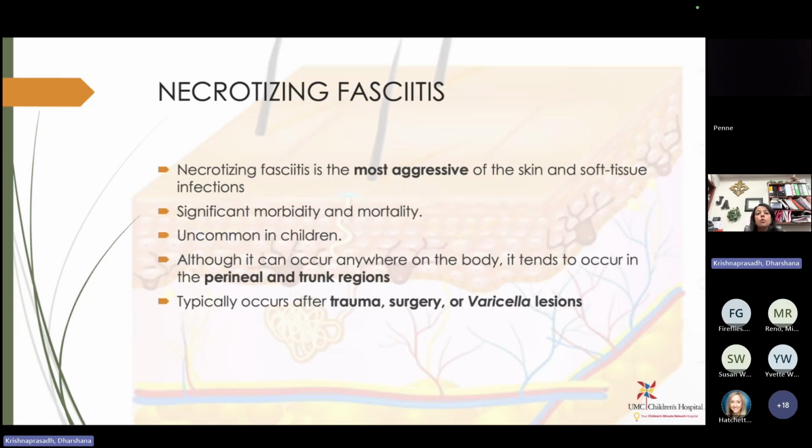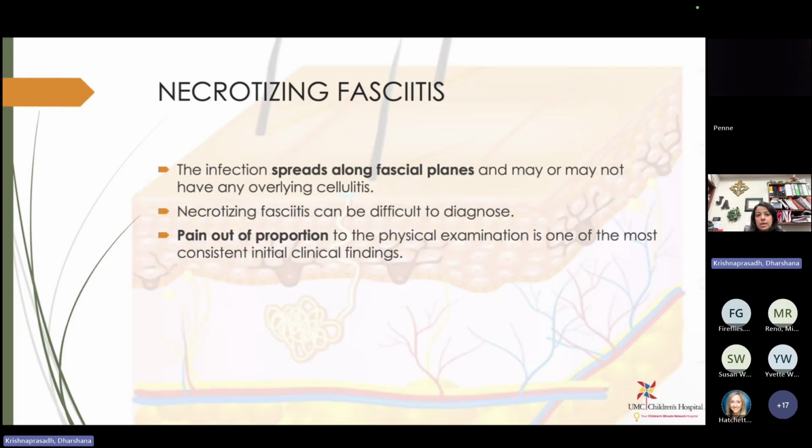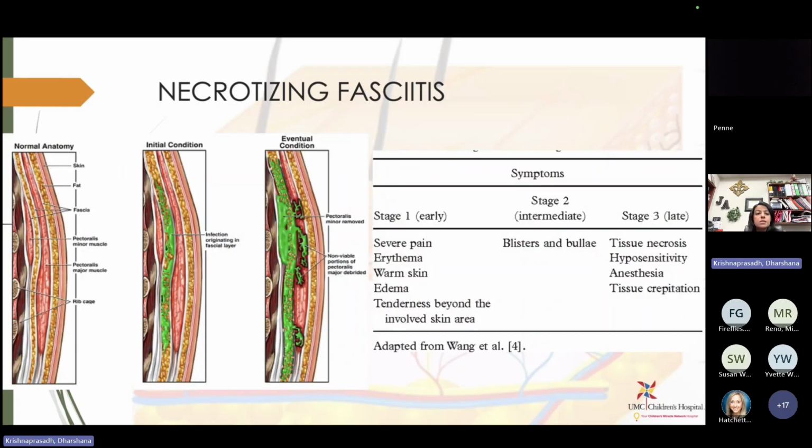Going more to necrotizing fasciitis, it's more aggressive than the staphylococcal skin infection. It is uncommon in kids, but can occur after trauma, surgery, or if they had varicella lesions. It does spread across the fascial planes. They may not have any overlying symptoms of cellulitis, so that can be tricky to diagnose, and usually pain is out of proportion to the physical exam. This is the fascial planes. This is more of the normal anatomy.